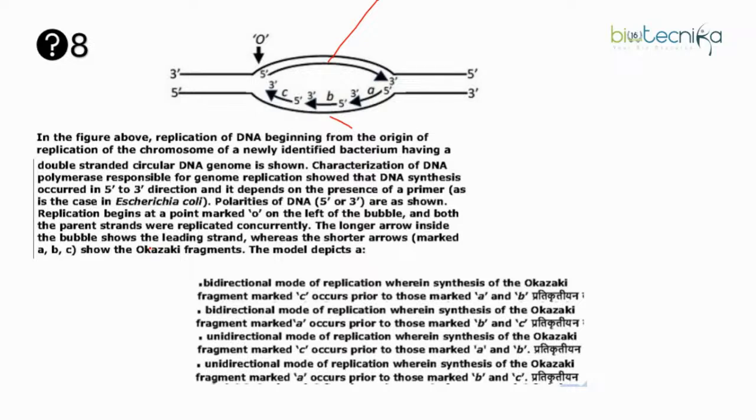Characterization of a DNA polymerase responsible for genome replication showed that DNA synthesis occurred in 5' to 3' direction, and it depends on the presence of a primer. Polarity of DNA 5' or 3' are as shown. Replication begins at a point marked O, which is the origin obviously, on the left of the bubble, and both the parent strands are replicated concurrently. That means simultaneously it is getting replicated. The longer arrow inside the bubble shows the leading strand, whereas the shorter arrows show the Okazaki fragments.